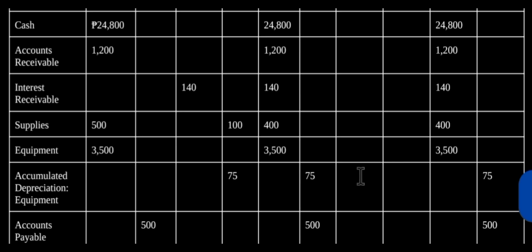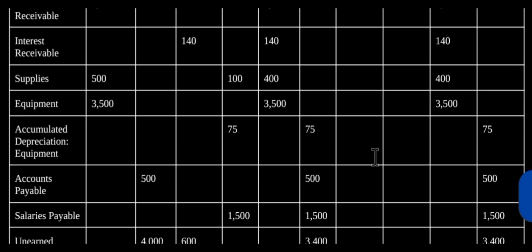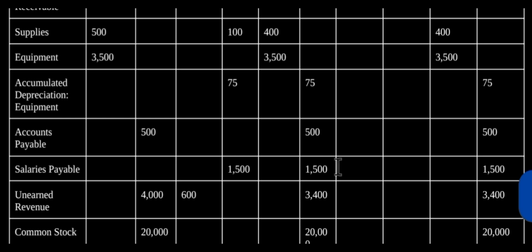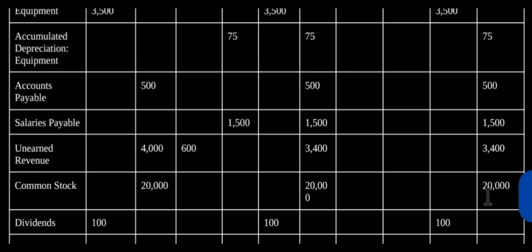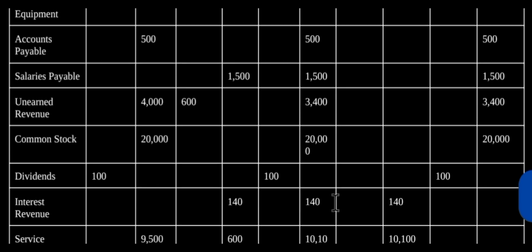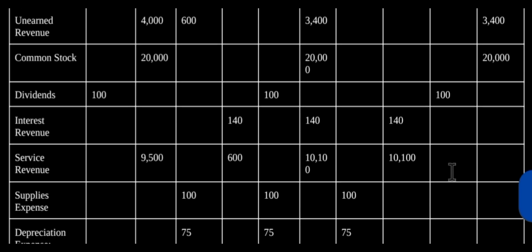Now for the accumulated depreciation, credit side, copy paste, 75. Same goes to accounts payable, 500, copy paste, 1,500, copy paste. Same goes to unearned revenue, 3,400. For common stock, we have 20,000, copy paste. For the dividends, we have 100, so just copy paste it.